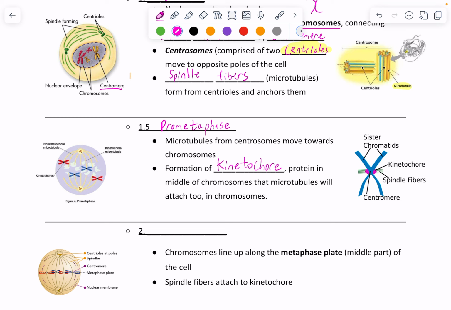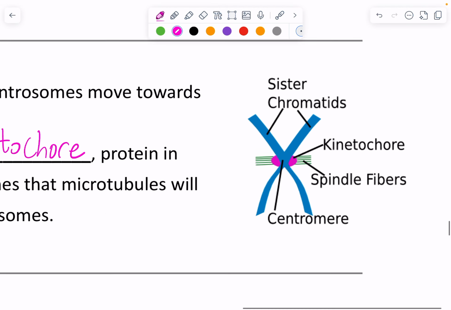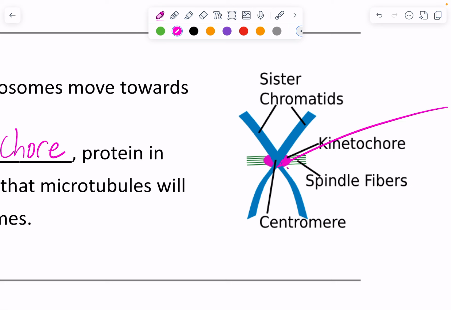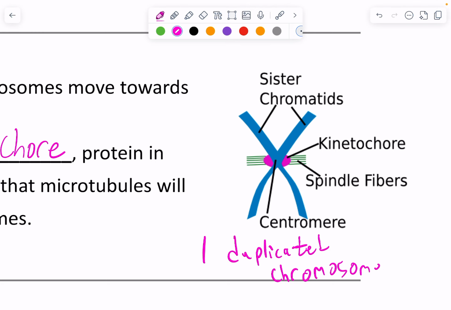Okay, and so the kinetochore is a protein found at the centromere, and this is where the spindle fibers will attach themselves to chromosomes to eventually yank them to opposite sides. The kinetochore is in pink there, with spindle fibers attaching to it. The kinetochore is found at the centromere, which also connects the 2 sister chromatids, which make up 1 duplicated chromosome. So again, a lot of vocab. Studying the visuals is very much needed to have a good grasp of these concepts.